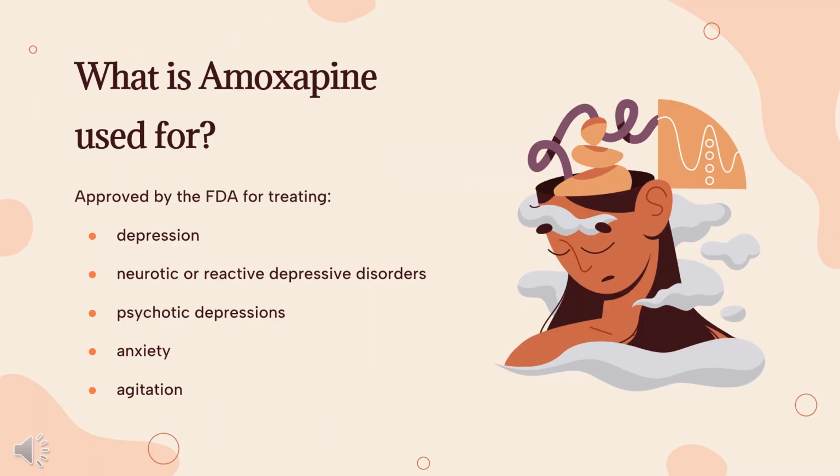What is Amoxapine used for? For the relief of symptoms of depression in patients with neurotic or reactive depressive disorders as well as endogenous and psychotic depressions. May also be used to treat depression accompanied by anxiety or agitation.